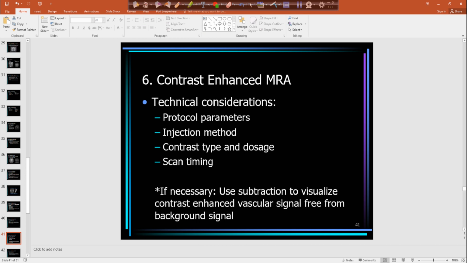So it's really important that we take in all these considerations: our protocol, our injection method, the type of contrast and the dosage, and our scan timing. Our scan timing should be very rapid to image while that contrast is in the artery, while it's in the vein, while it's in the delayed phase. We could also use subtraction to better visualize those contrast-enhanced areas. So our Siemens system automatically does that. The older GE system, usually you have to do that manually, in post-processing.